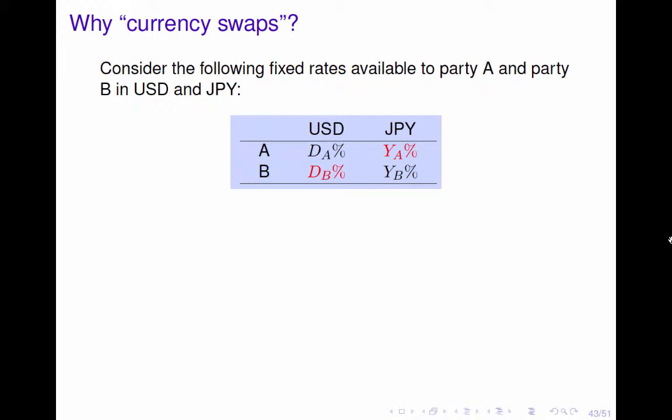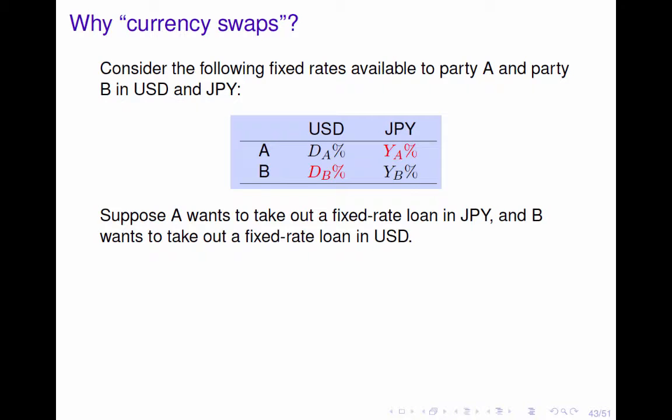In what kind of situation do we need currency swaps? Now let's consider the following scenario. The table lists the fixed rates available to Party A and Party B in US dollars and Japanese yen. Suppose A wants to take out a fixed rate loan in Japanese yen and B wants to take out a fixed rate loan in US dollars.